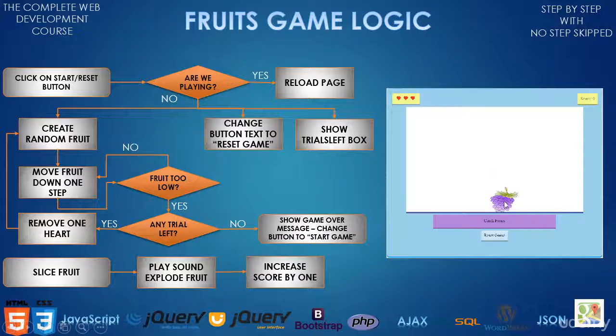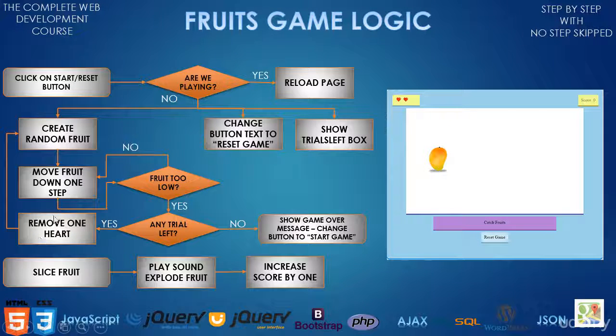So in this situation, for example, the fruit is too low, and once it disappears, the answer is going to be yes. So in that case, we're going to check if we have any trials left. So in this situation, we still have 3 trials left, including this one. So if we miss the fruits, then we are going to lose 1 trial, and we will need to remove 1 heart and create a new random fruit. And then we are going to go through this again. And we will continue like this until we have no trials left.